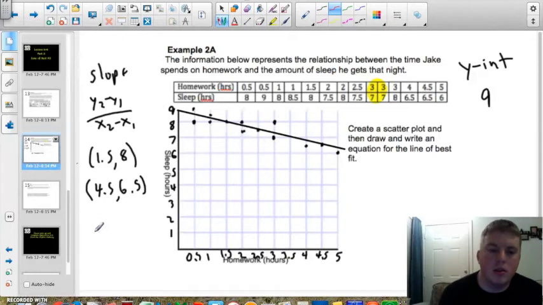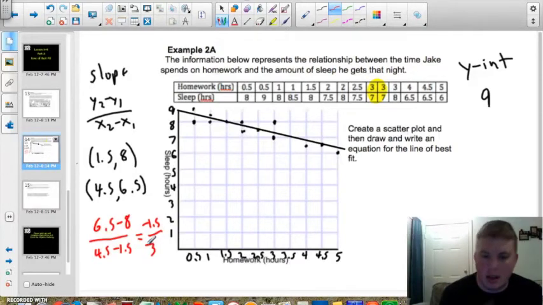We're going to do 6.5 minus 8 over 4.5 minus 1.5. And this is going to come out to be negative 1.5 over 3. And when we reduce this, if we type this into our calculator, make it a fraction, this is going to come out to be negative 1/2. So our slope is negative 1/2.